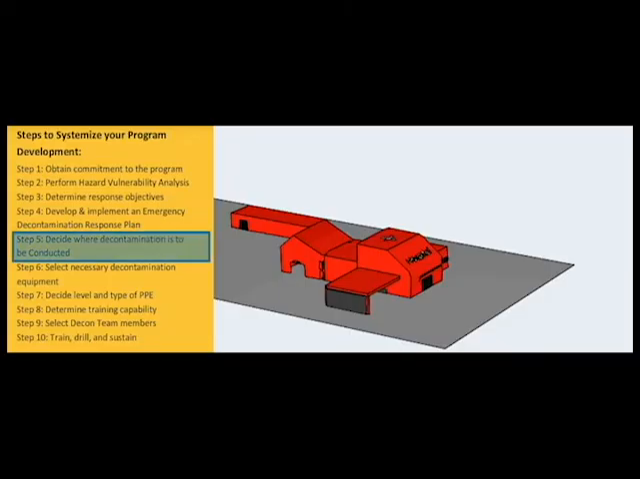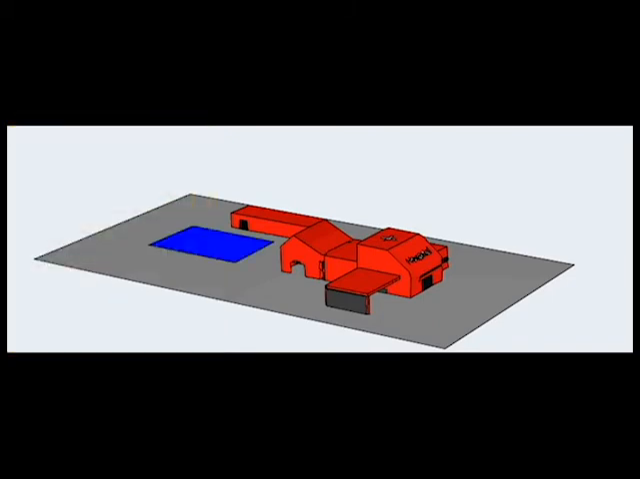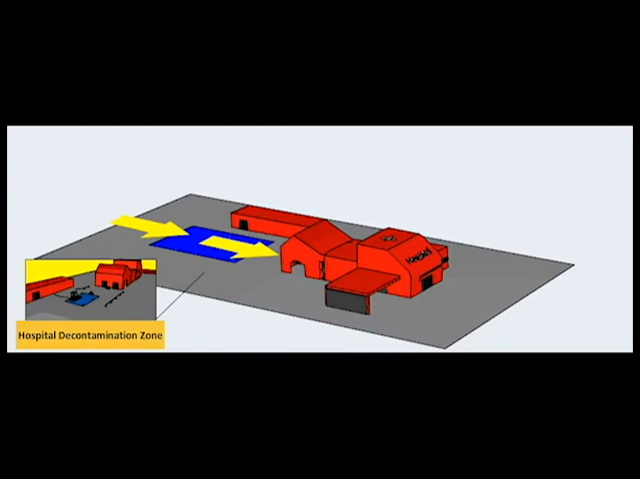Step 5. Decide where decontamination is to be conducted. Hospital decontamination should be performed at a pre-designated location. Entry and exit points should be clearly marked with separate flow patterns established for patients and personnel in order to limit the spread of contamination. The hospital decontamination zone should ideally be located outside the facility near the emergency department entrance, but away from the normal patient traffic flow of the hospital.